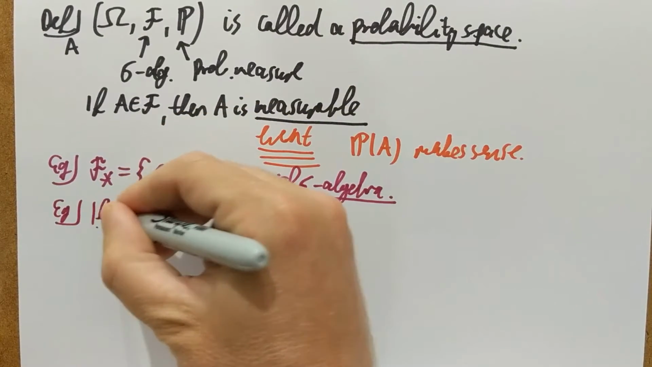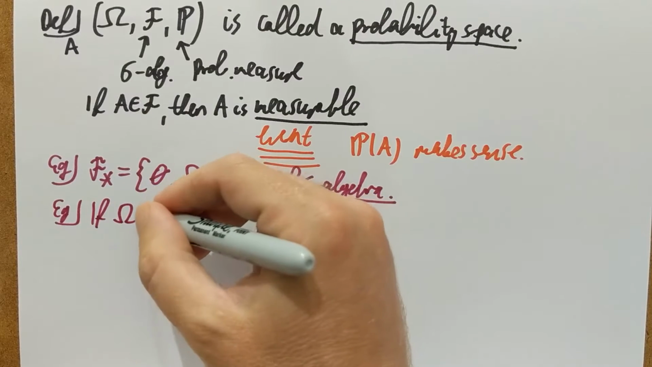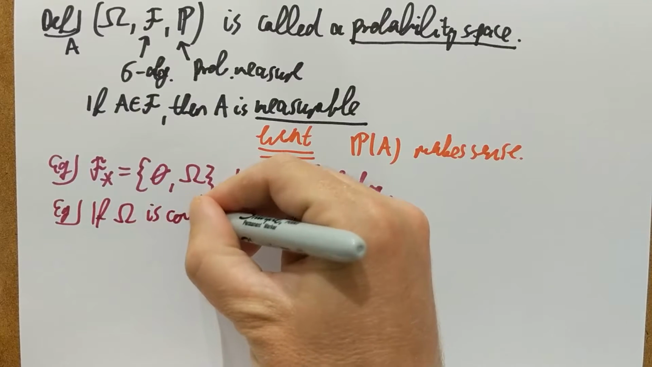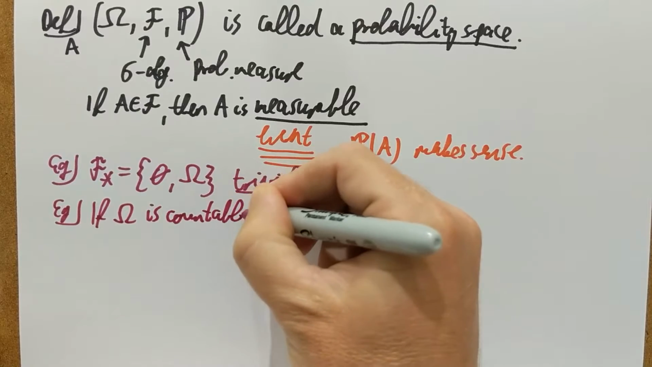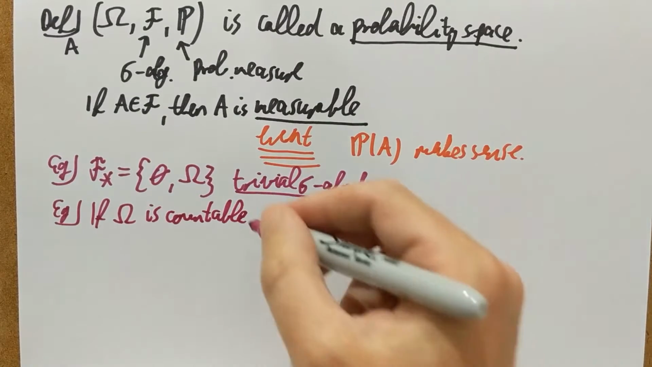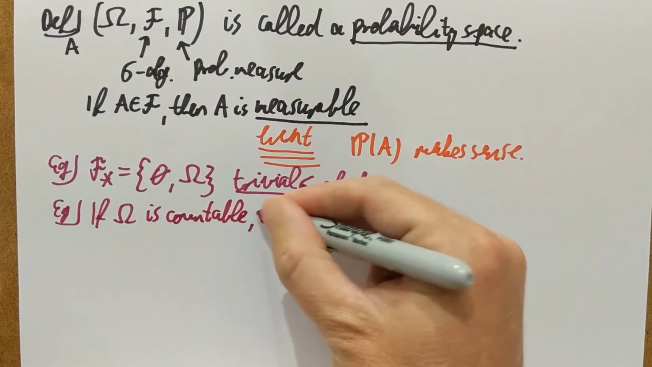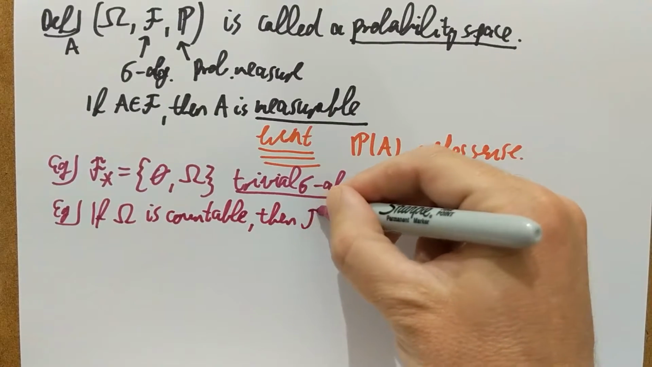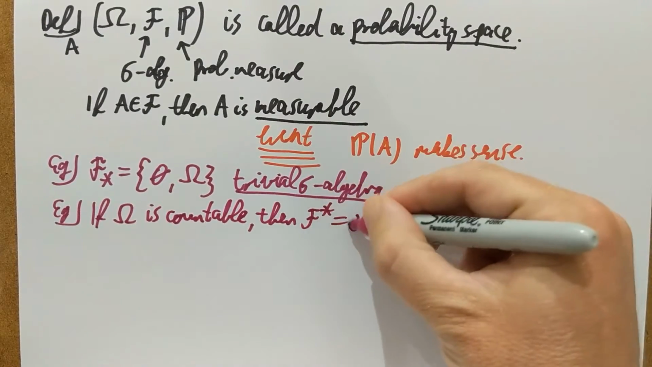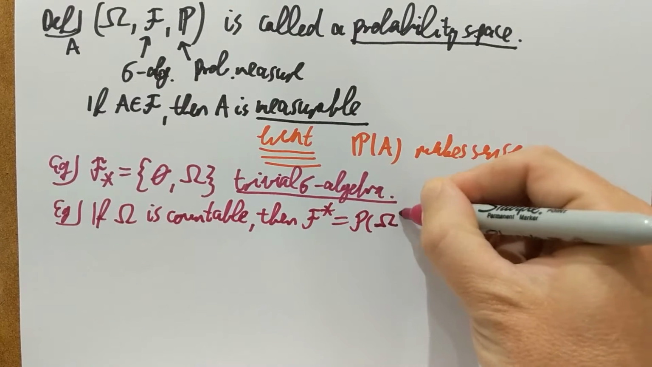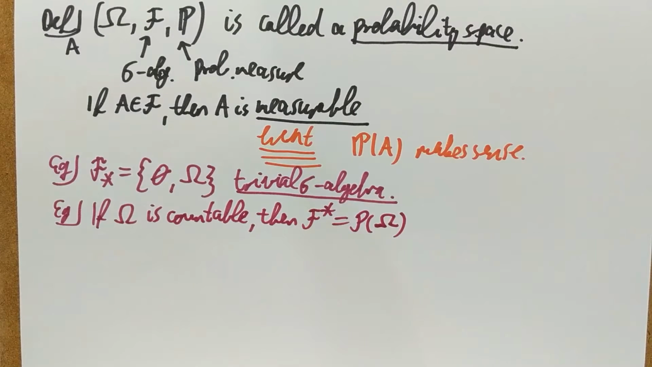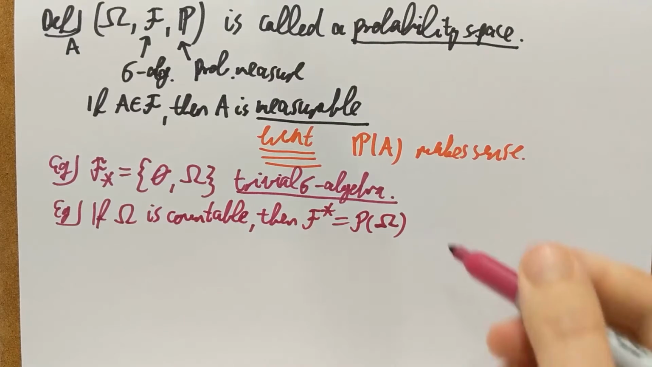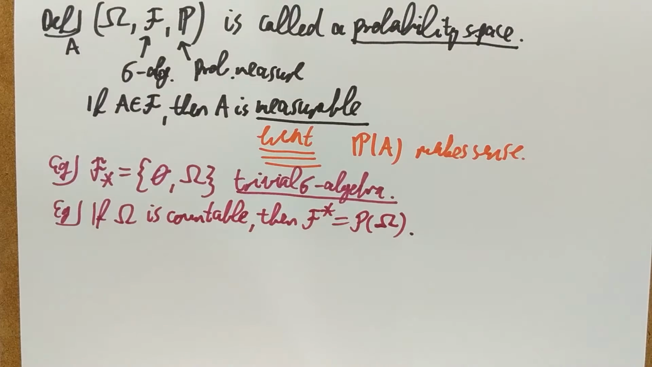Now, here is another example. If omega happens to be countable, so you can list its elements, then almost always people take the power set of omega for the sigma algebra. So all subsets. If omega is countable, then this is a good choice. It's easy to build a probability measure on this sigma algebra. There are no problems, no issues. So often that's the natural choice and that's what people make.